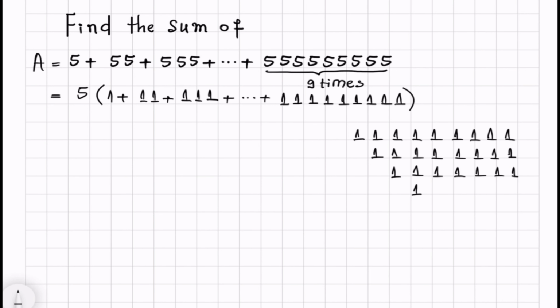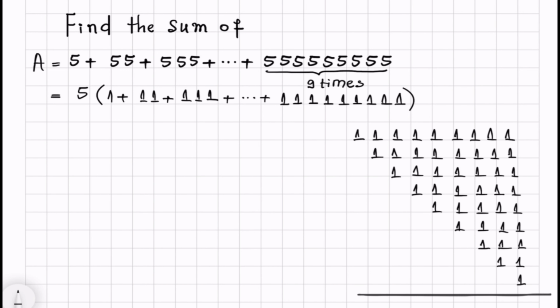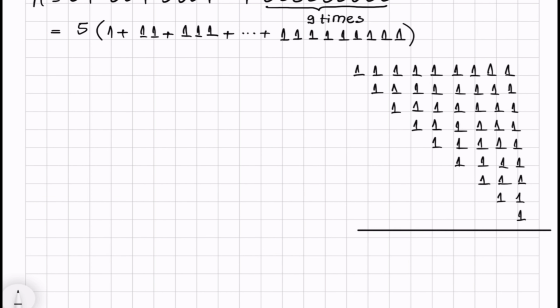and then 6 times, and then 5 times, and then 4 times, 3 times, and then 2 times, and 1 time. Okay, and we add this together, so we will get 9 8 7 6 5 4 3 2 and 1.